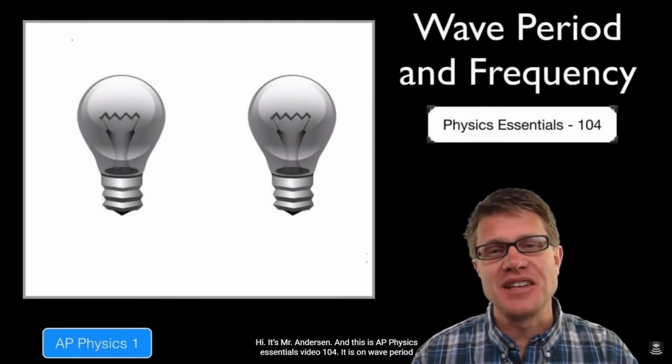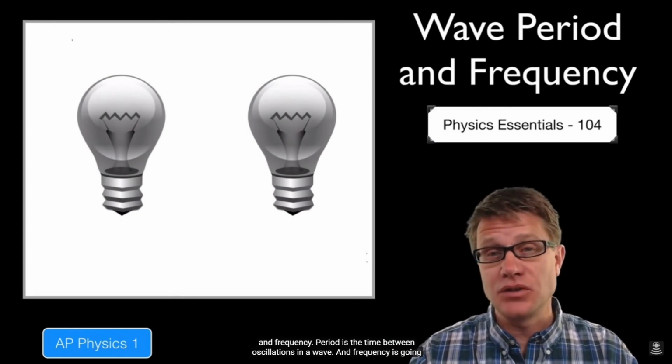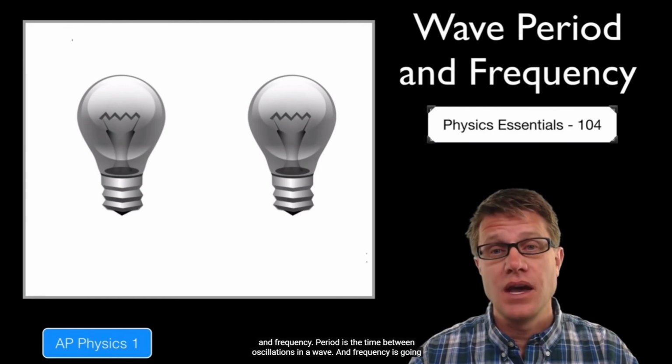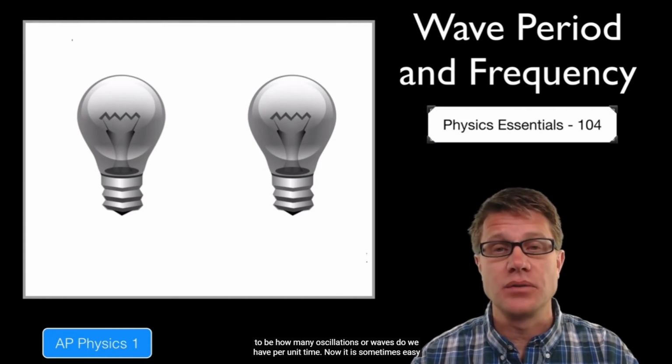Hi, it's Mr. Anderson, and this is AP Physics Essentials, video 104. It's on wave period and frequency. Period is the time between oscillations in a wave, and frequency is how many oscillations or waves do we have per unit time.